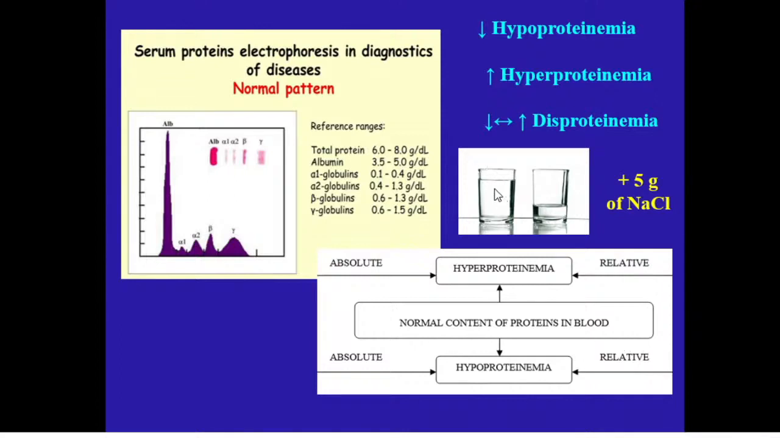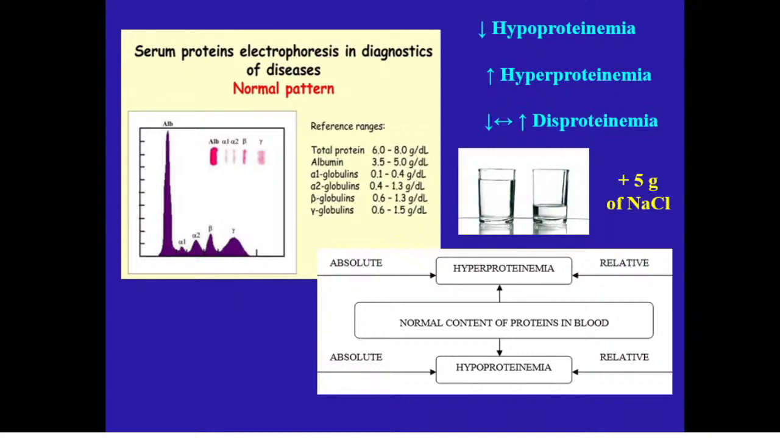And, of course, relative hypoproteinemia can be observed. Putting more water into the blood, so water intoxication or some inflammatory processes in edemas, which lead to water coming inside the blood stream, will lead to relative hypoproteinemia.